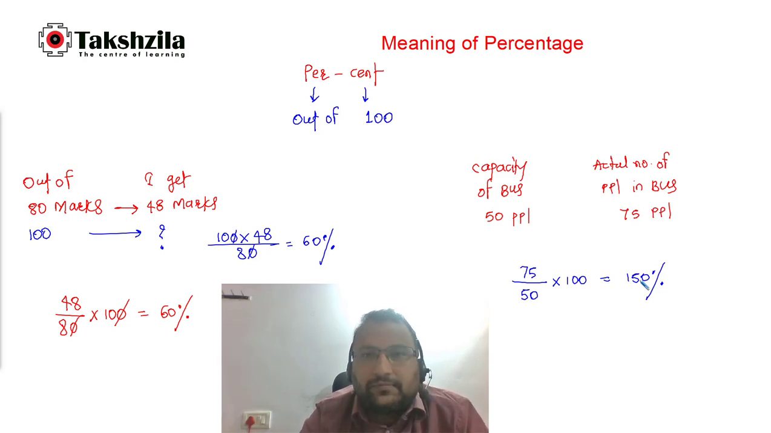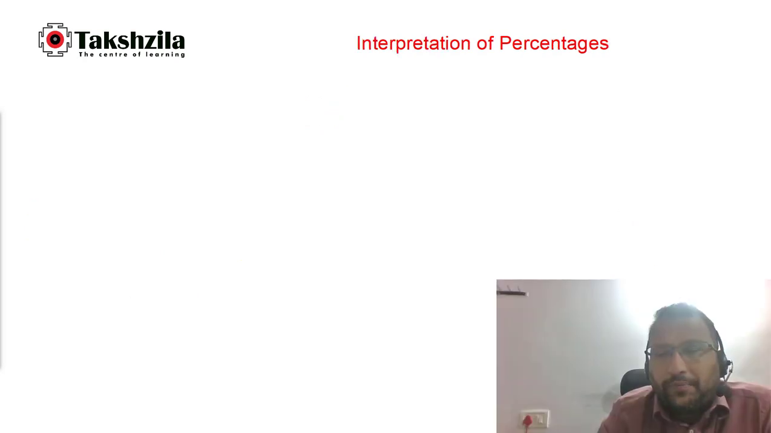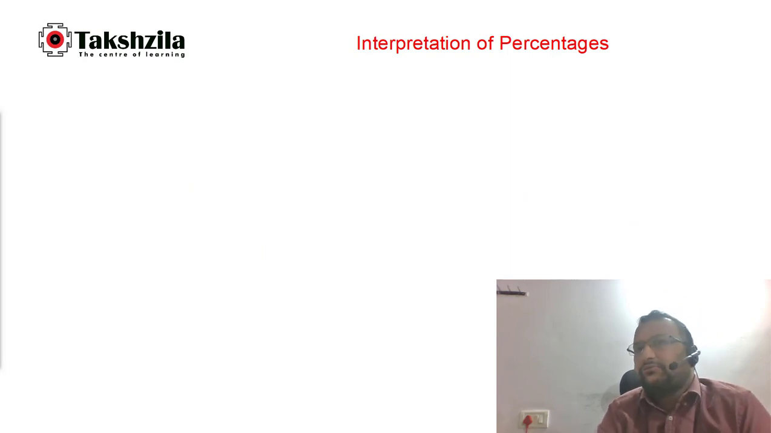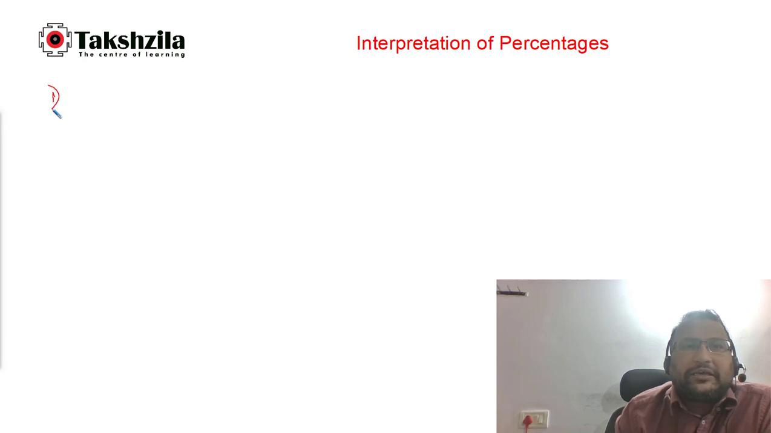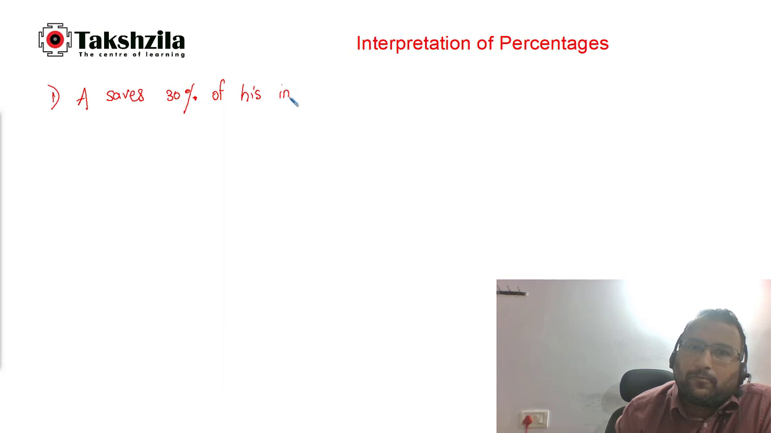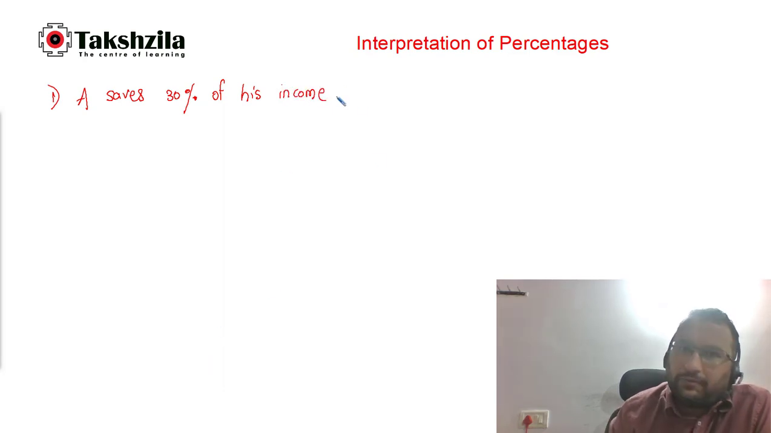Now the second part of this video is how to interpret percentages. Let's have a look at that. Now how to interpret percentages, let's learn this with the help of two statements. The first statement is, let's say A saves 30% of his income. So now what can we interpret from this statement, let's have a look at it.